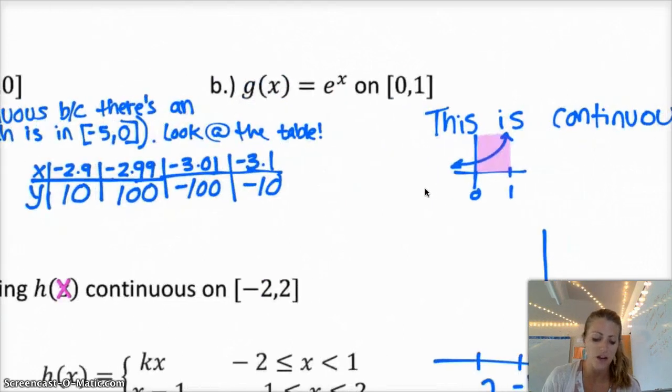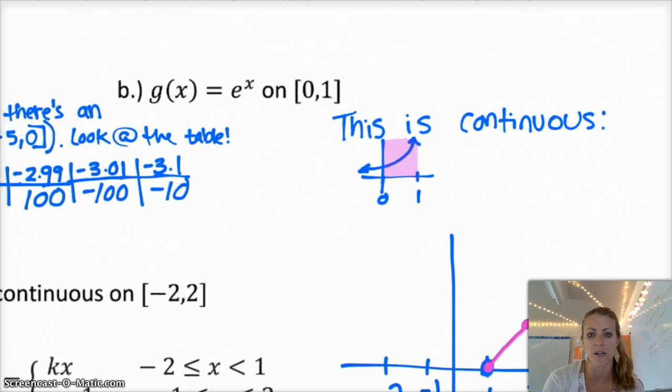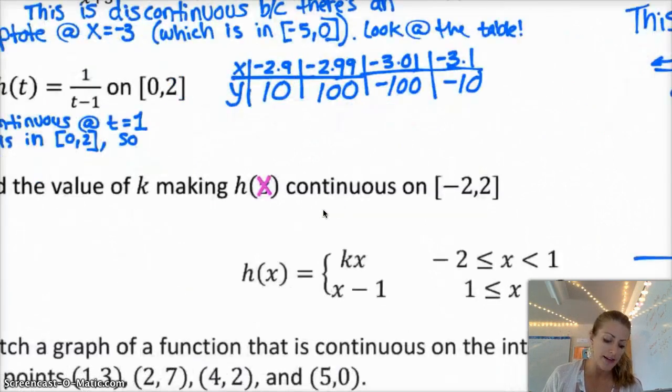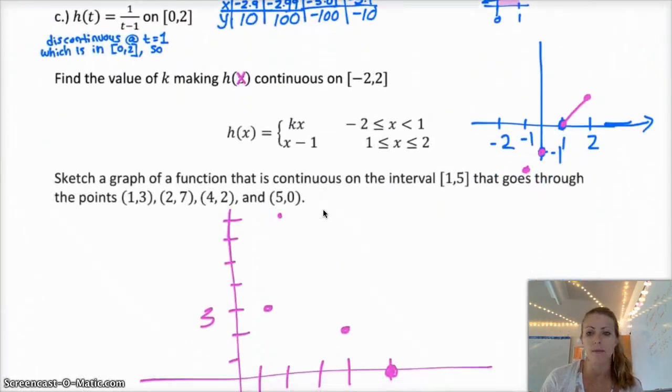E to the x on 0 to 1: e to the x is a continuous function, so it will be continuous everywhere, but here's that interval 0 to 1. This problem was actually poorly designed. It's actually not possible to do unless you have a y-intercept here. So if you can figure out a way to do that, come into class and we can discuss it.